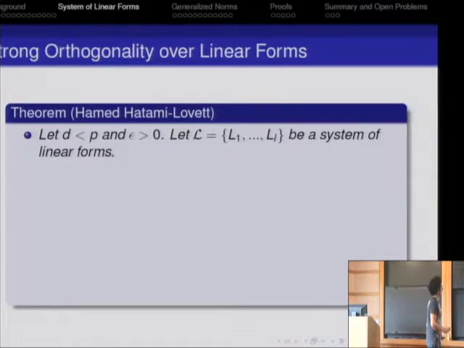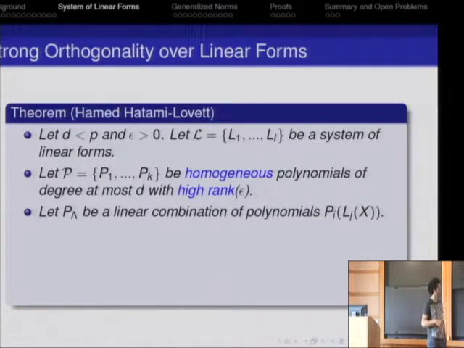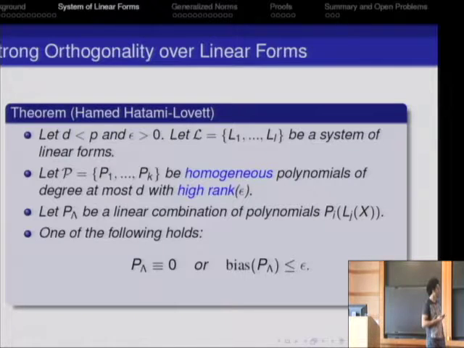So Hamed and Shachar again prove a similar orthogonality, but now over linear forms. It's a stronger type of orthogonality. They prove that if we have a set of linear forms and a d and a positive epsilon, and we have a set of homogeneous polynomials of high rank, actually every linear combination of the P_i of L_j's, these are now different polynomials, will again have this strong orthogonality property. So if there is no cancellation, the bias of these linear combinations will again be small.